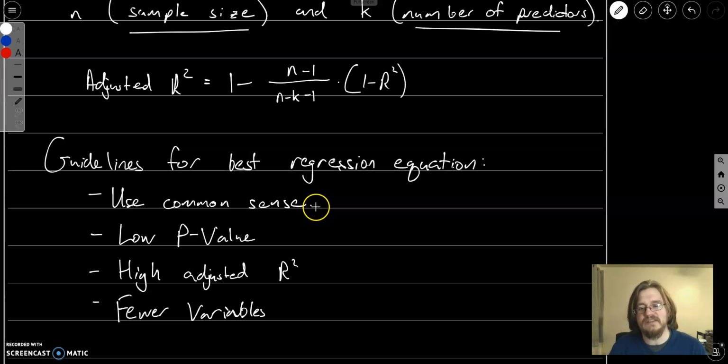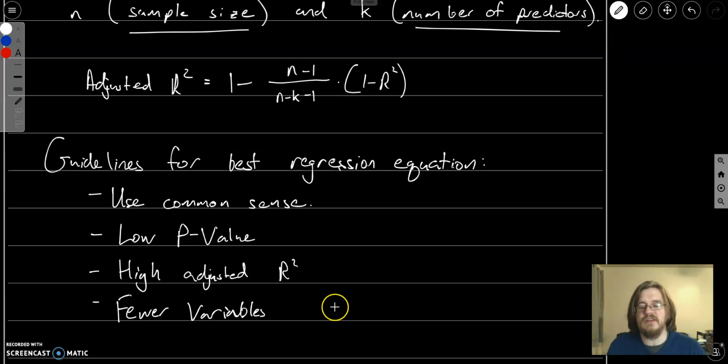We don't want to make too many assumptions, but common sense is good. Like I was mentioning before, having a low p-value is good, and having a high adjusted R². So the closer to 1 R² is, the better. The closer to 0 the p-value is, the better. And then this last one is one that the book really emphasizes, and that is simply using fewer variables.